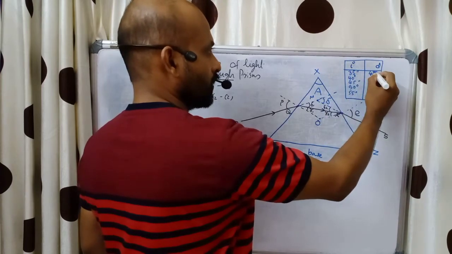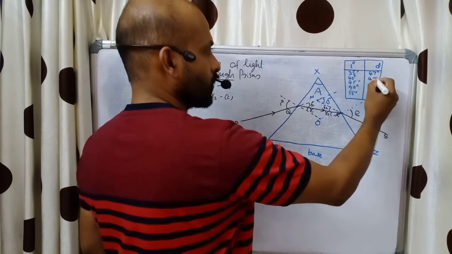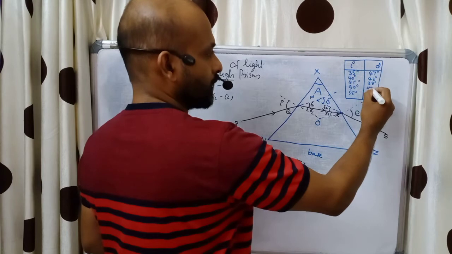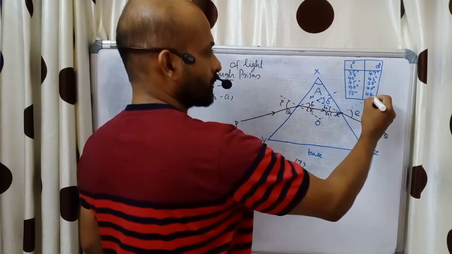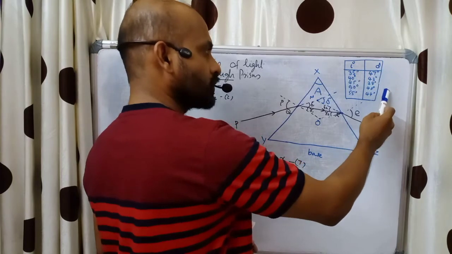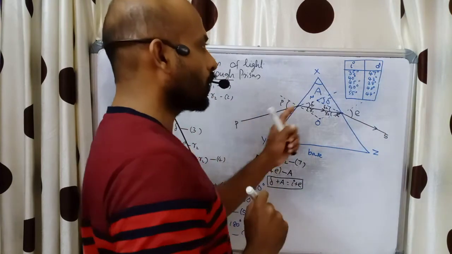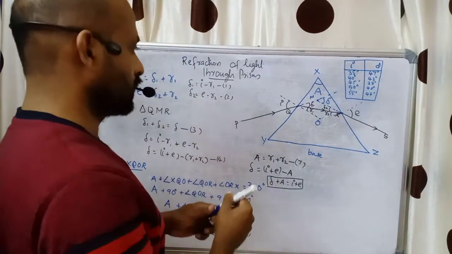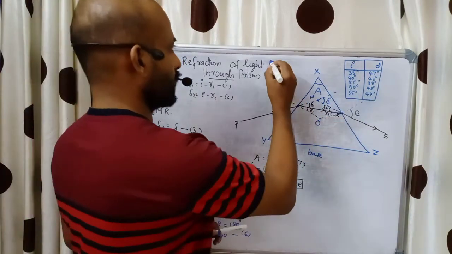You can see angular deviation will be a large value at the beginning, thereafter it will start to decrease: 43 degree, 38 degree, then increases slightly: 40 degree, 44 degree, like that. So initially it will decrease, thereafter it will increase. When you plot a graph of the angle of incidence with the angular deviation, the graph you are going to get will have a shape like this.